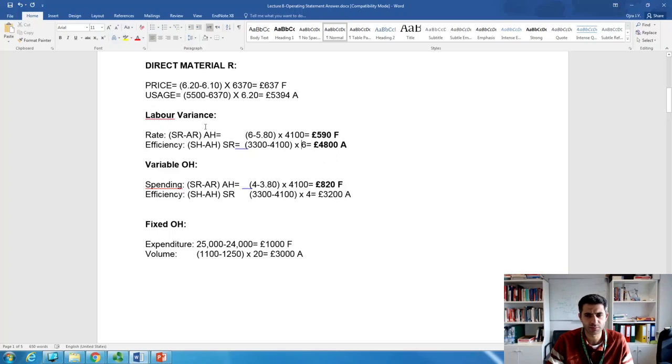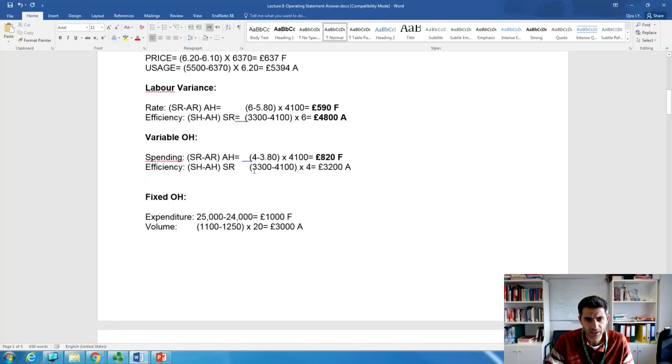No, wait, for variable overhead, sorry, the rate is £4. That's 3,300, which is similar to this, minus 4,100, similar to this, but we need to change the standard rate for variable overhead, which is £4. So the answer is 3,200. Again, it is adverse, because we use more labor hours than budgeted.